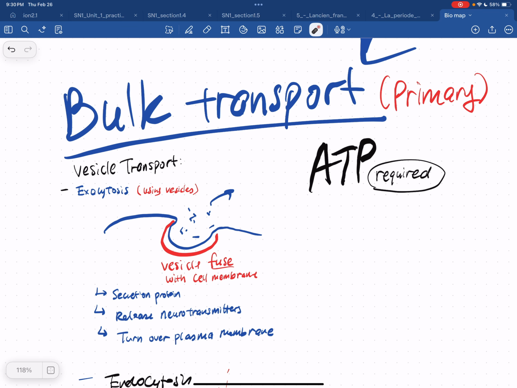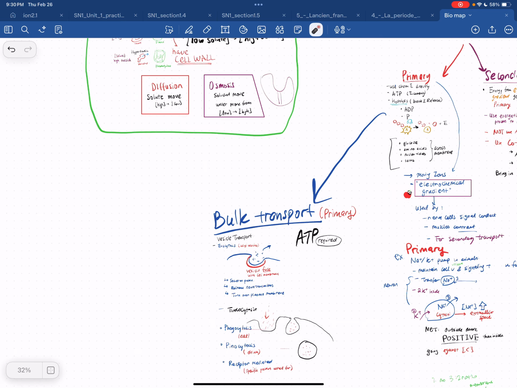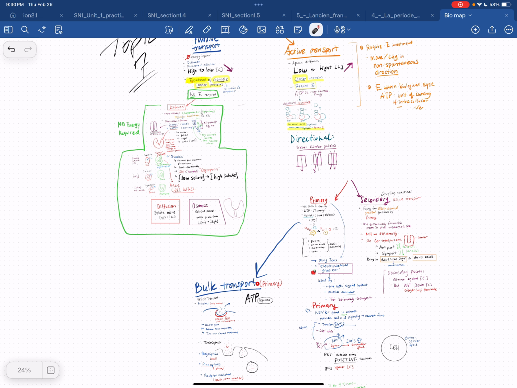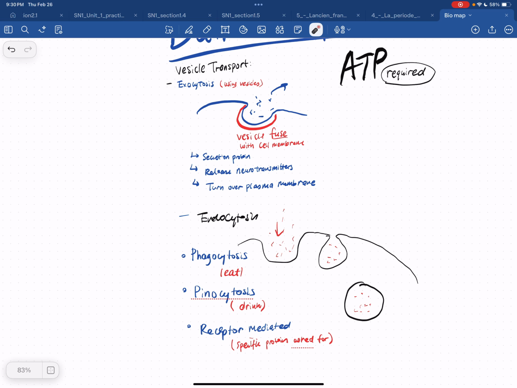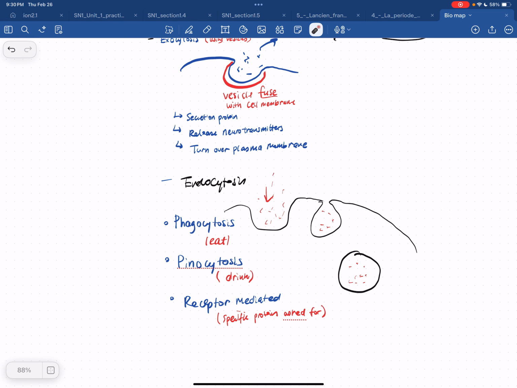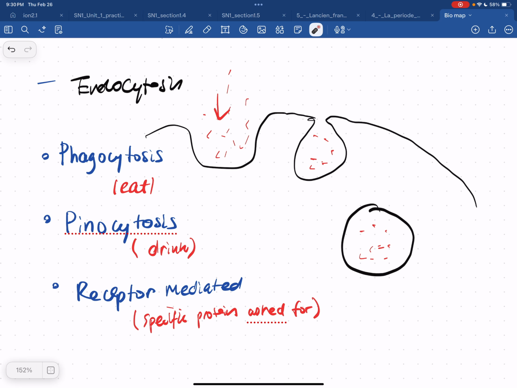This is active transport, of course. So don't forget that active is all of this. And there is also endocytosis, of which there are specific ones. Phagocytosis is for eating big stuff, molecules. Pinocytosis is for drinking, so liquid coming in. And receptor-mediated is a specific protein that will ask for the specific endocytosis to happen.